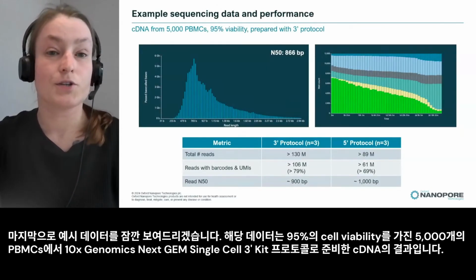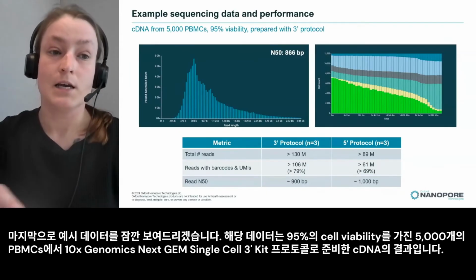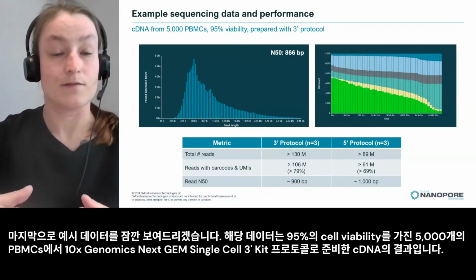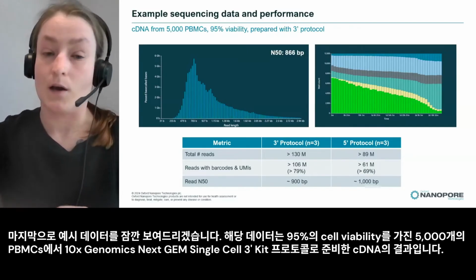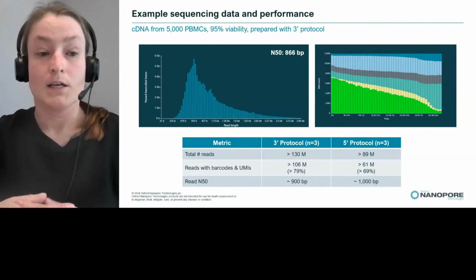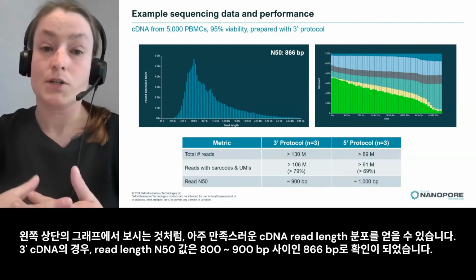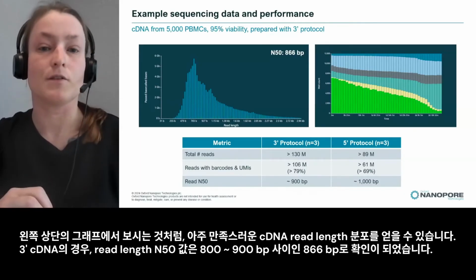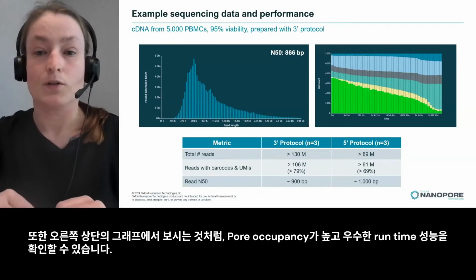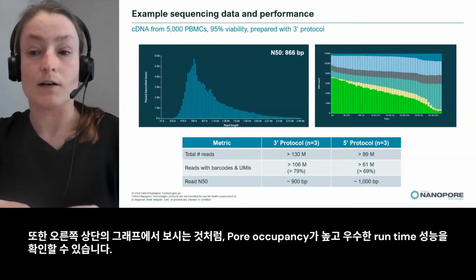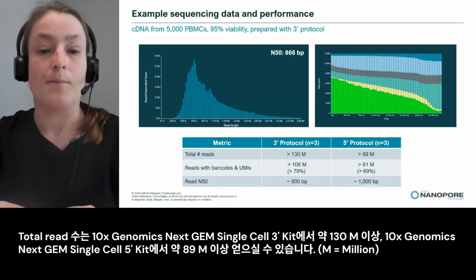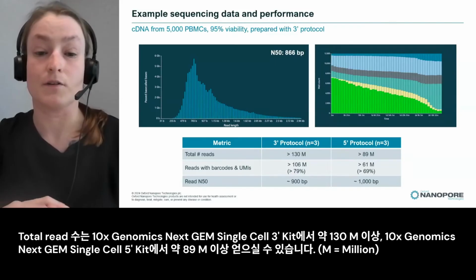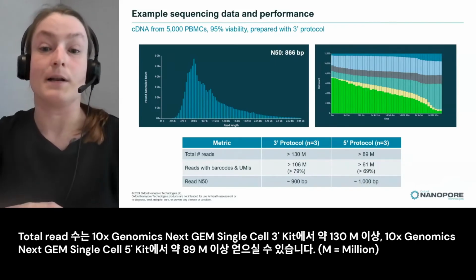And lastly, I'm just going to show you a little bit of example data. This is from cDNA with our 5000 PBMCs, 95% viability, prepared with the ONT 3' protocol. As you can see, we get a really nice read distribution. The N50 is between 800 and 900 base pairs, generally for the 3' samples. We also get very good pore occupancy and run time. So in total, you would be able to get above 130 million reads for the 3' kit and above 89 million reads for the 5'.